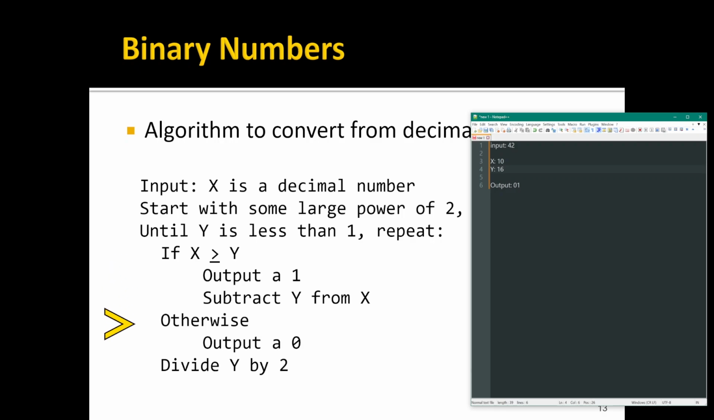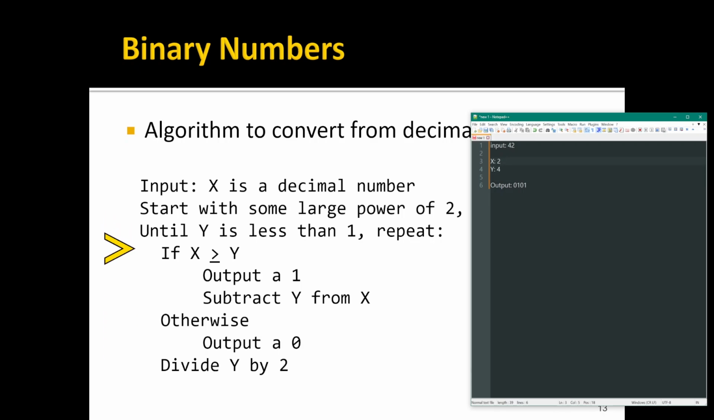So we jump down to the otherwise part here. 16 is too big, so we put a 0, and we divide y by 2, making 8. Back to the top, it says, is x greater than or equal to y? That is true. So we output a 1 in the 8's column, and we subtract y from x. So y is 8, x is 10, so x becomes 2. We divide y by 2, and continue.